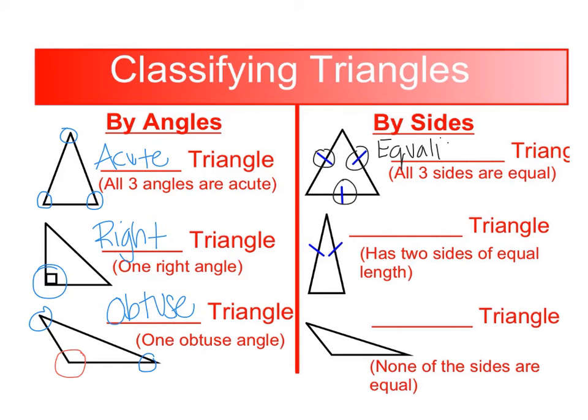Let's see, I'm not spelling this correctly. Let's start that again. We call it an equilateral triangle. There we go.